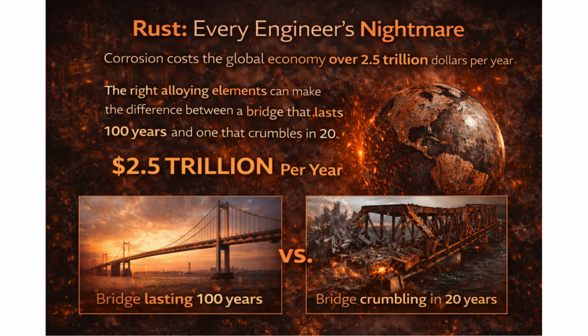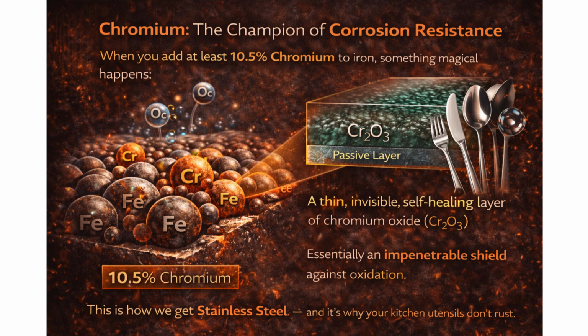Now let's talk about rust, every engineer's nightmare. Corrosion costs the global economy over $2.5 trillion. The right alloying elements can make the difference between a bridge that lasts 100 years and one that crumbles in 20. Chromium, Cr, is the undisputed champion of corrosion resistance.